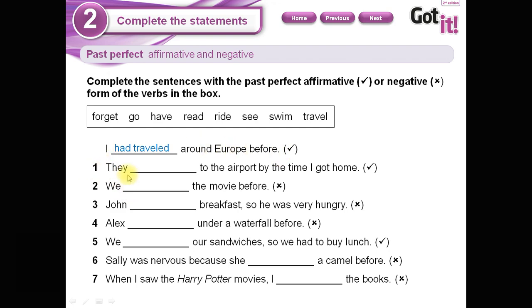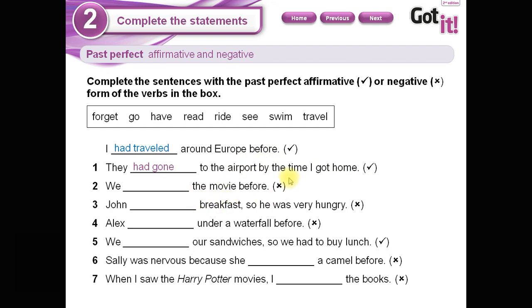It says, they blank to the airport by the time I got home. Forget, go, have, read, write, see, swim, travel. Which one is the correct? Pick one, put it in participle, and let's do it. The correct form here is had gone. They had gone to the airport by the time I got home. Ellos se habían ido al aeropuerto para el momento en que llegué a casa.